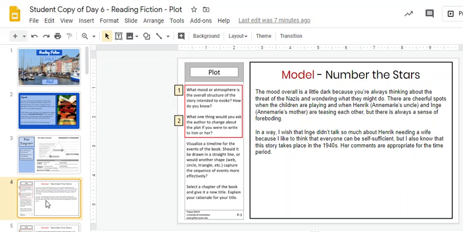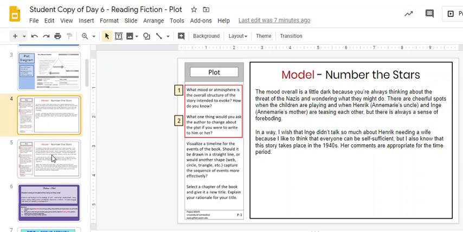And my answer is, in a way, I wish that Inga didn't talk so much about Henrik needing a wife, because I like to think that everyone can be self-sufficient, but I also know that the story takes place in the 1940s. Her comments are appropriate for the time period.